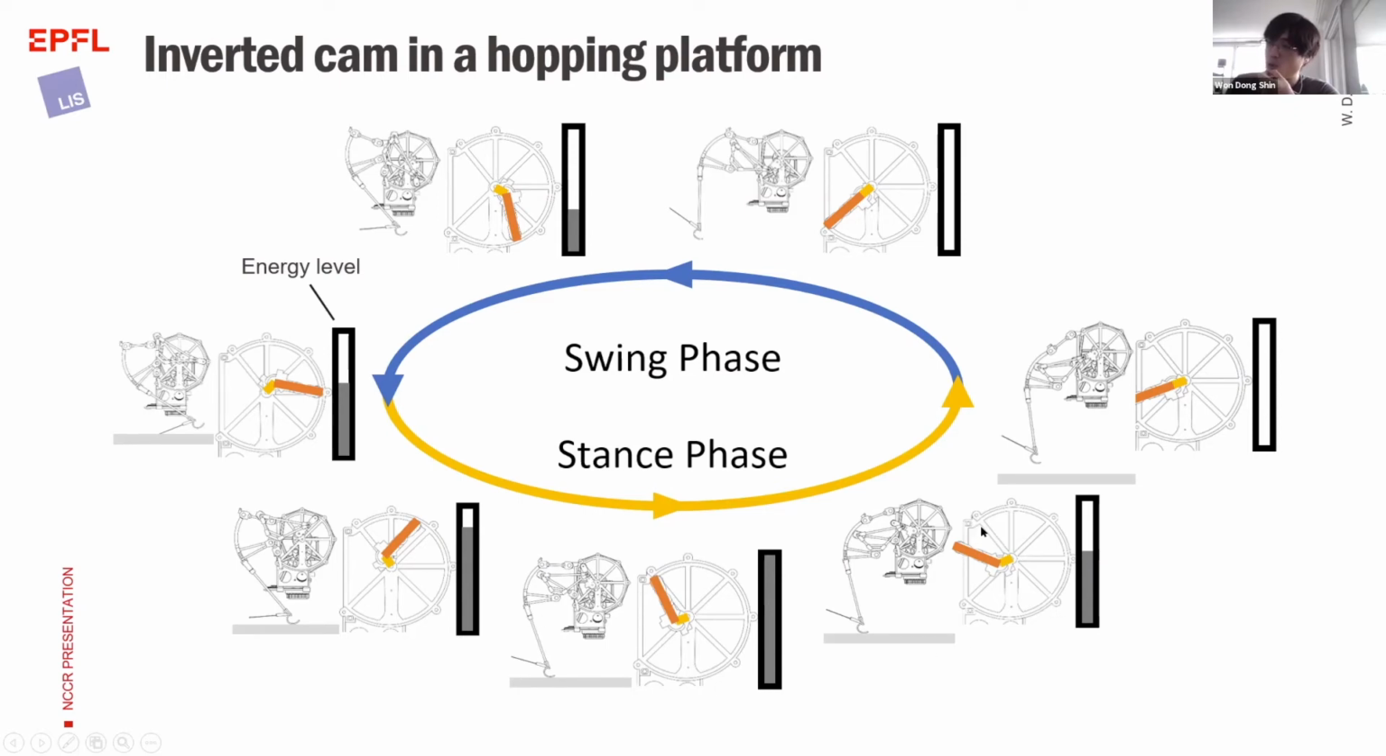And now we release the energy. We use some of the energy in this spring, and the robot is still kicking the ground. And finally, when the energy is all used up and the robot is in the air, we enter the swing phase. In the air, because the inverted cam can provide a cyclic trajectory, we are moving this link to store energy while we are in the air. And we are now back again at this status where we are ready for the next hop.